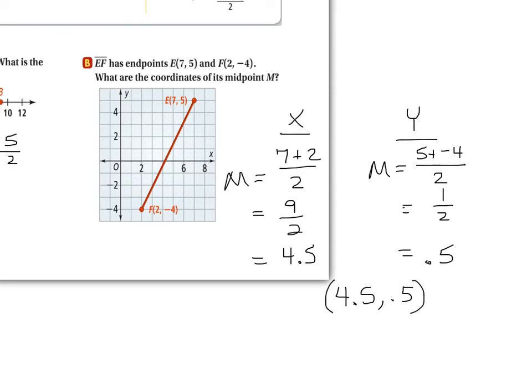So in other words, I'm going right 4.5. Okay? So I'm going right 4.5 right there.